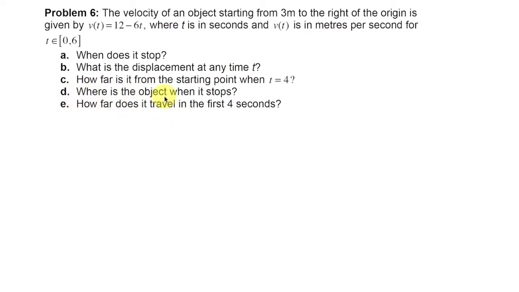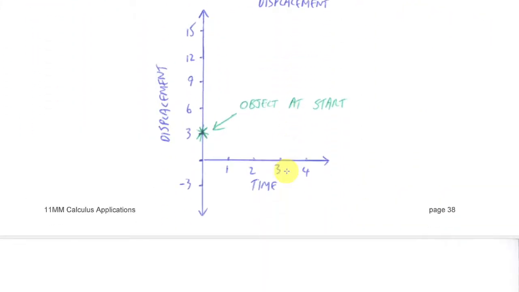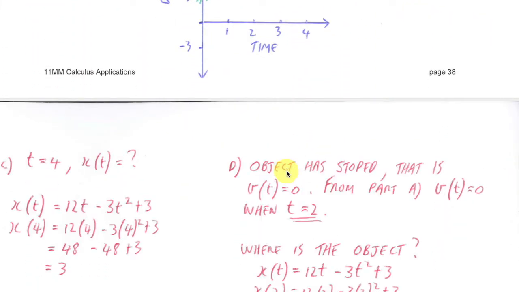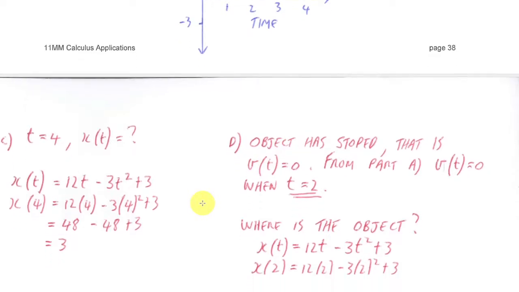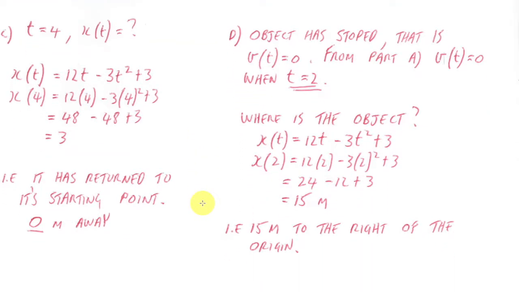D. Where is the object when it stops? So what we need to do now is work out, when the object is stopped, we want v of t equaling 0. Now from part A, we established that that occurs at the 2-second mark. So where is the object at the 2-second mark? Let's substitute that into the displacement. You can see it's 15 meters, i.e. we are 15 meters to the right of the origin.